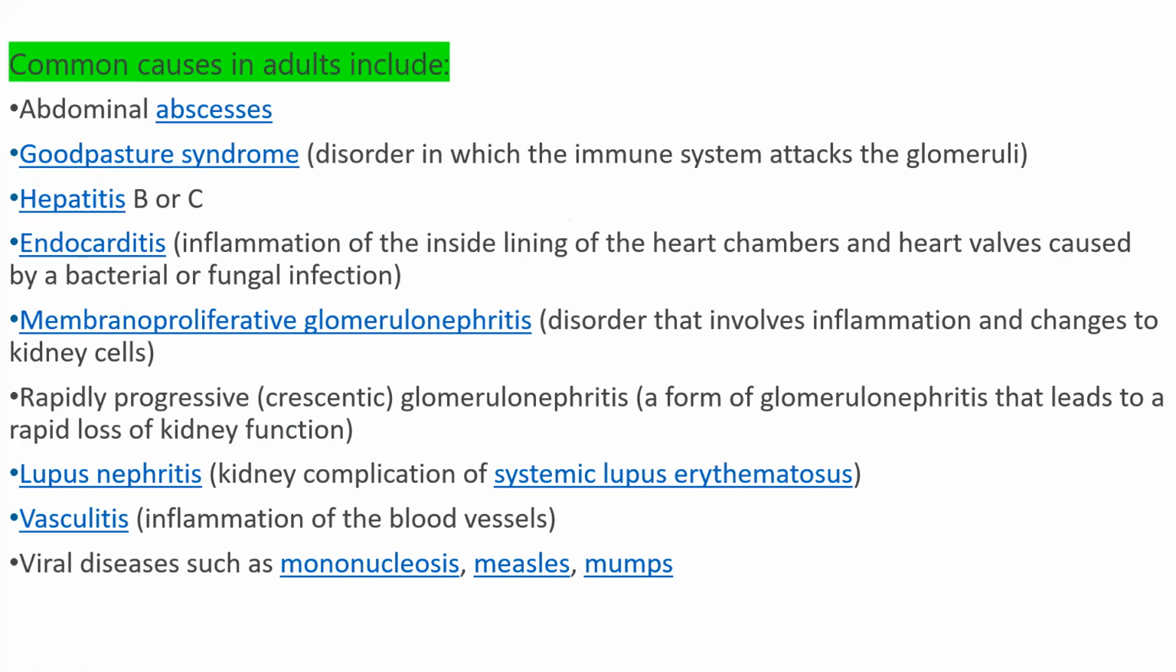These are also common causes in adults: abdominal abscess, Goodpasture syndrome, lupus nephritis. These are kidney complications of systemic lupus erythematosus. I explained before what lupus is. And any kind of viral disease such as measles and mumps are also common causes of acute nephritic syndrome that we find in adults. This also I will not include in your final, but in case it is required, you can just write it down.